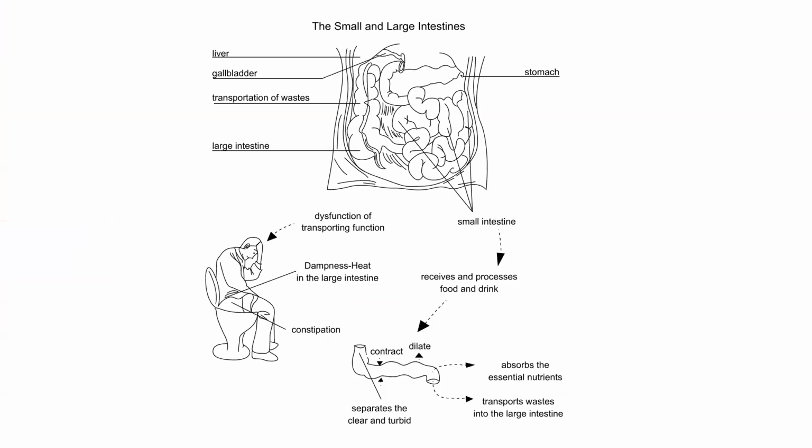So for the small intestine, the function is to receive and process food and drink. If there is an imbalance in the small intestine, this will cause contraction and dilatation. With dilatation, there will be an impact on absorption of the essential nutrients and the transporting of waste by the large intestine. So basically, the function of the small intestine is to separate the clear from the turbid.